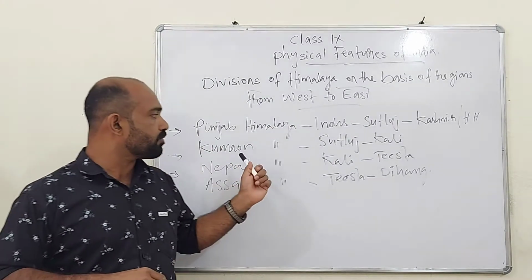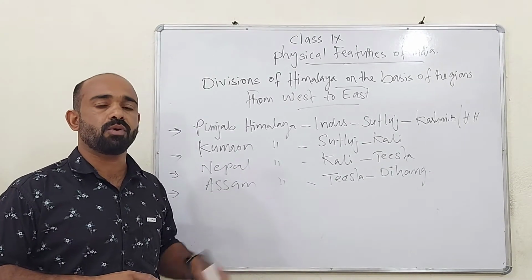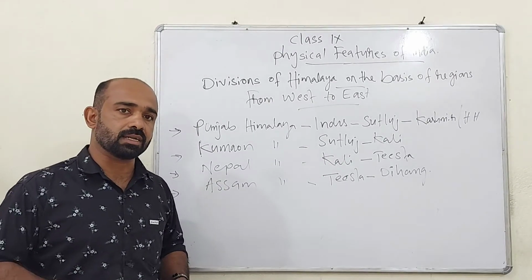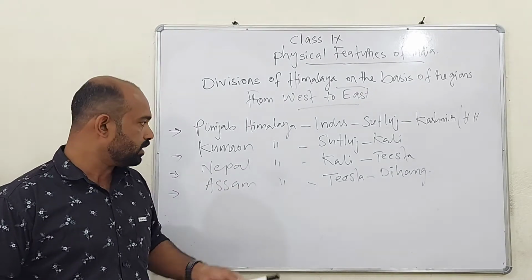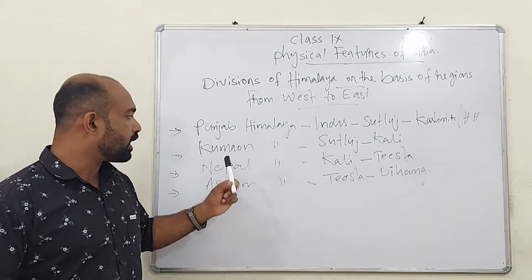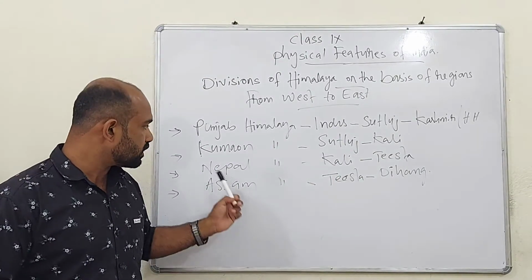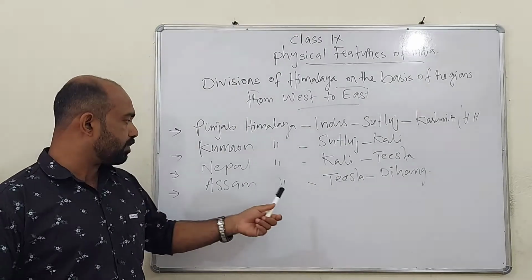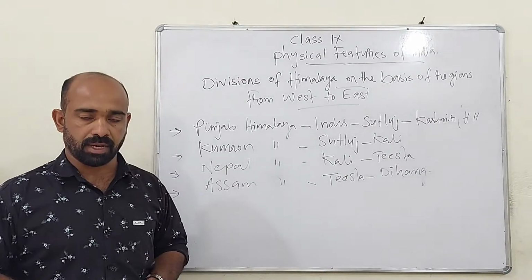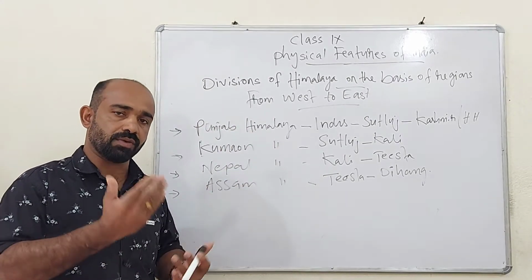Now, the part of the Himalaya located between the rivers Satluj and Kali is known as Kumaon Himalaya. The part located between Kali and Teesta rivers is known as Nepal Himalaya, and the part located between Teesta and Dihang rivers is known as Assam Himalaya. So these are the divisions of the Himalaya on the basis of regions from west to east.